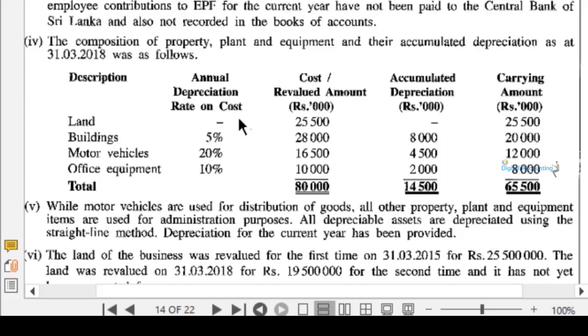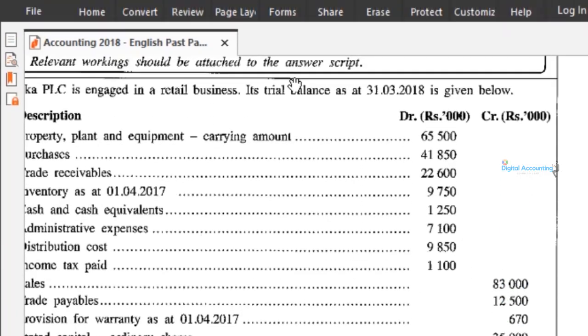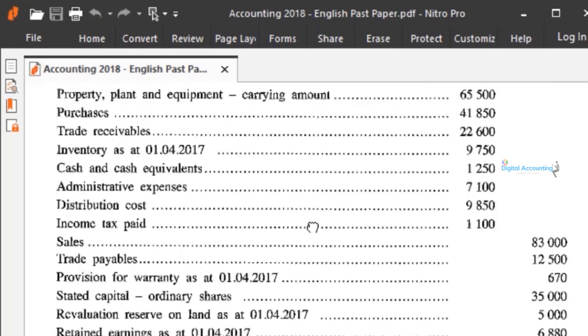An annual depreciation rate on cost: land, we don't have any depreciation. Buildings 5%, motor vehicles 20%, office equipment 10%. And cost or revalued amount in rupees 1000. So here students should understand these amounts are as at 31st March 2018, not 1st April 2007. So these are the year-end balances. So this carrying amount 65,500 should tally with the trial balance here. This one, property, plant and equipment carrying amount 65,500. Actually that's a breakup.